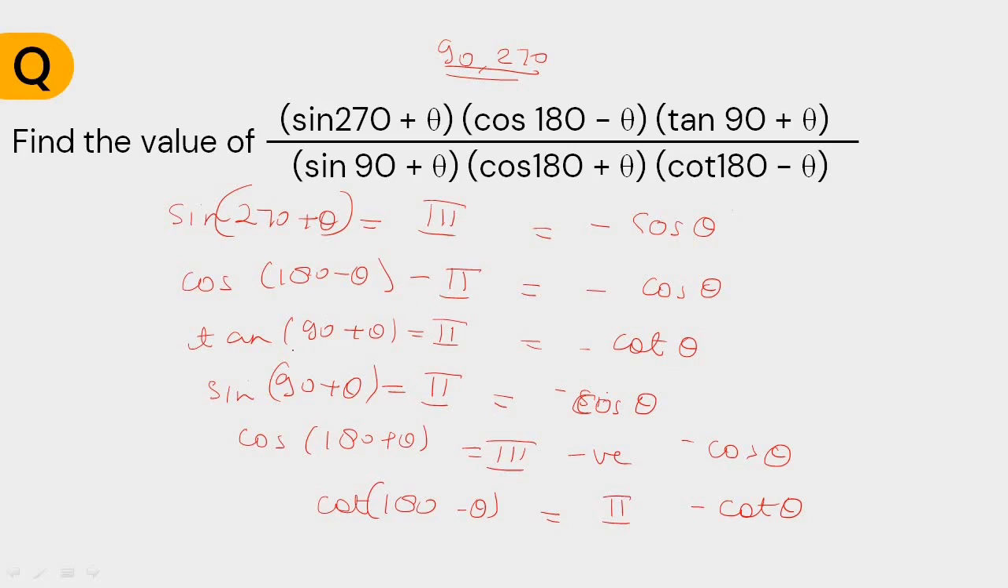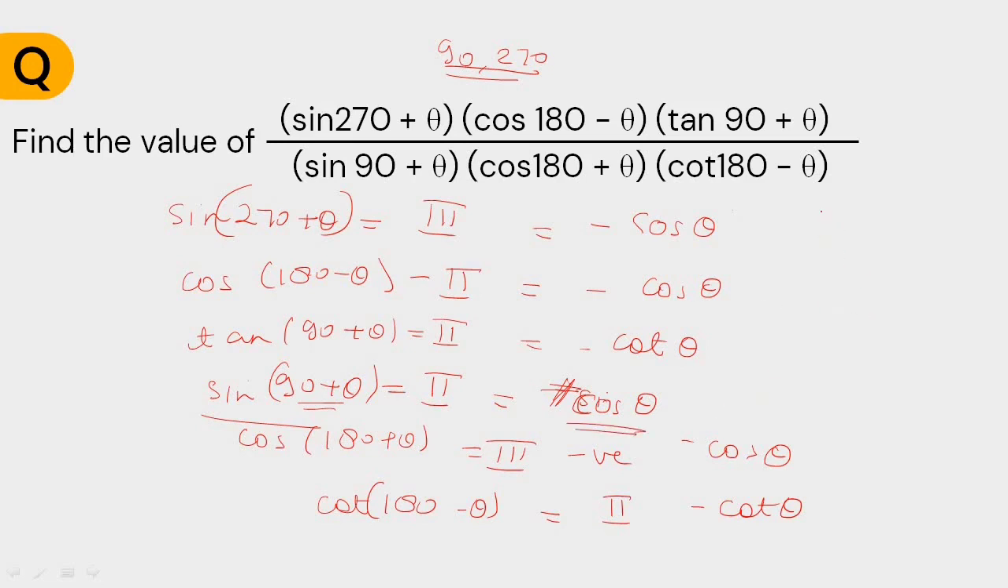In this case I have written something wrong here. It will be positive. Why? Because sine 90 plus theta lies in the second quadrant, and in the second quadrant the value of sine is positive, and because of 90 it will change, so it comes cos theta here.